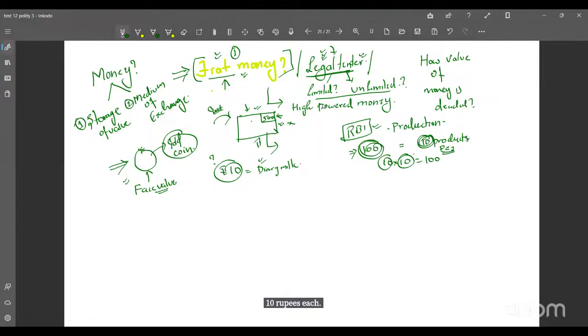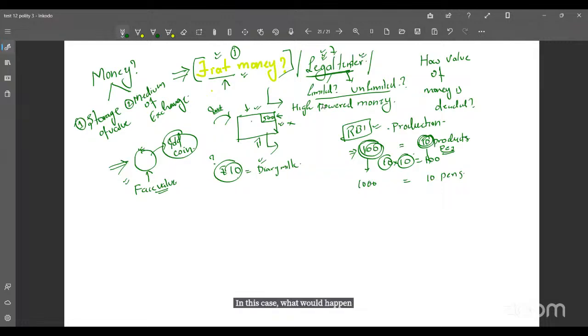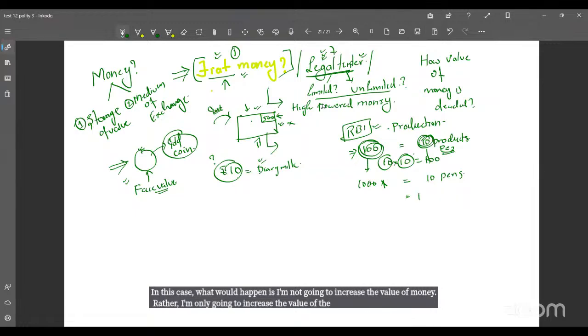Now if I increase the printing of money, let's say I'm printing 1000 rupees without increasing the products. Even today I'm producing only 10 pens. In this case, I'm not going to increase the value of money. Rather, I'm only going to increase the price of the product. So each product will cost 100 rupees each.